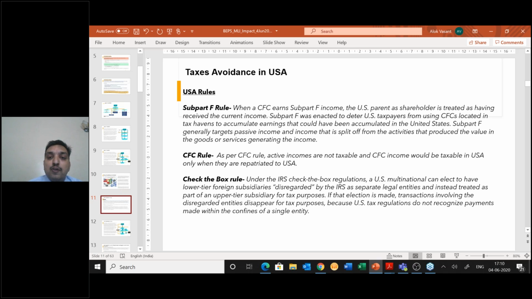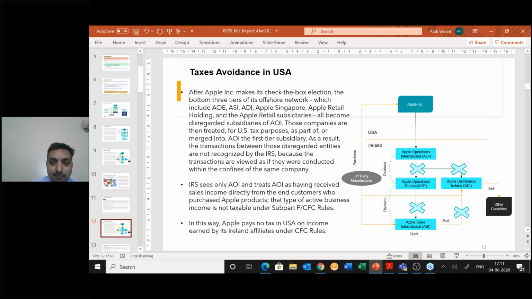Now, this rule was subverted by Apple by using the checkbox, and also by taking the position that the income that ASI earned was active income and not passive income, because the CFC rule applied only to passive income. So I'm not discussing too much on this. I'm just trying to say what Apple did. So they did not pay taxes in Ireland. They did not pay taxes in the US by using these rules.